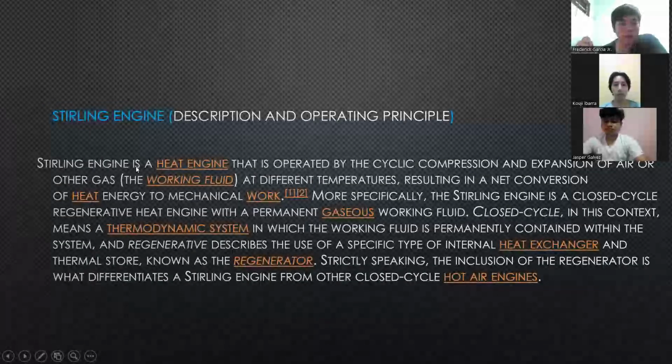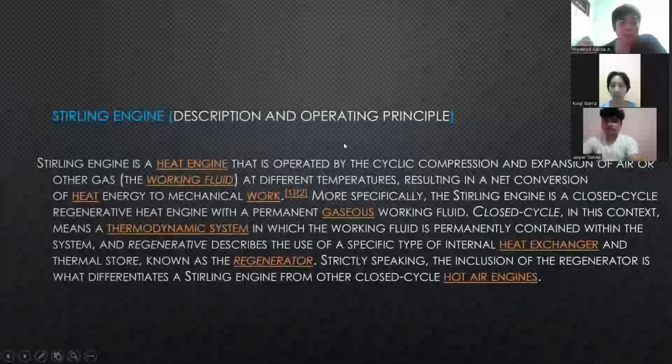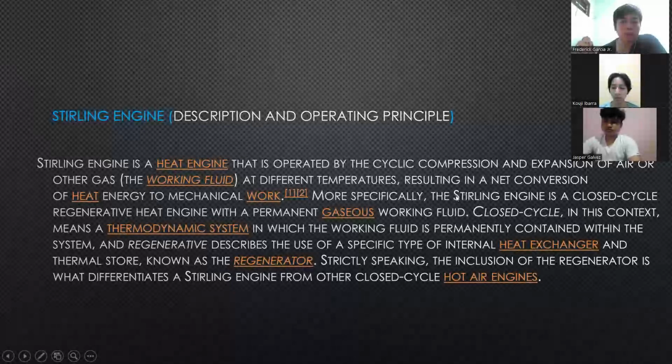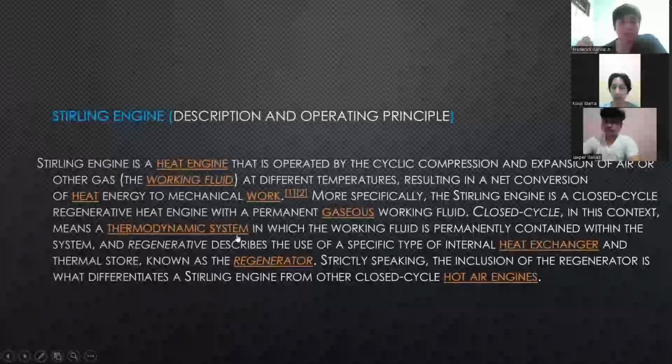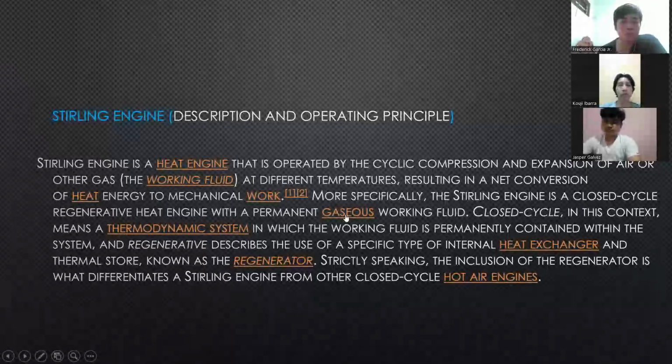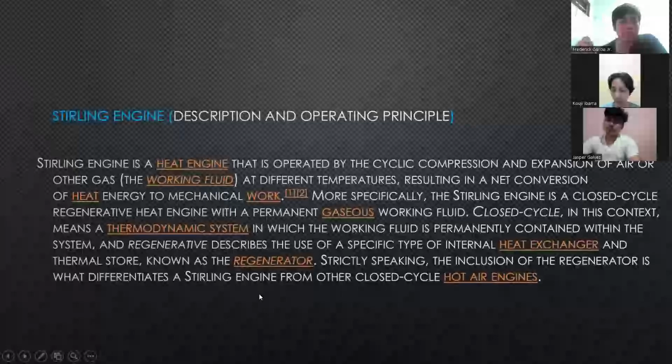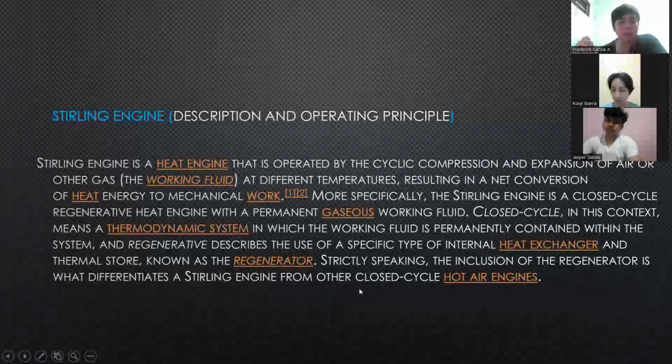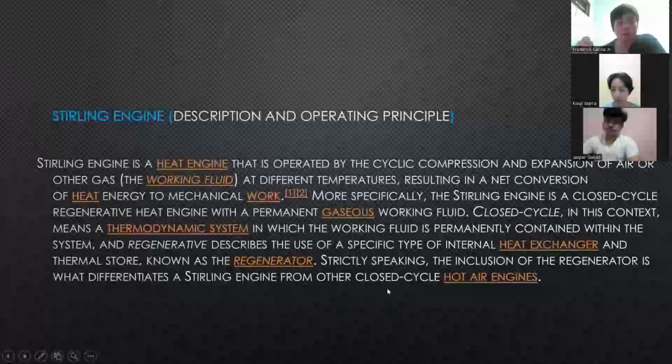Now, here we have the Stirling engine, and you guys might be familiar with this. It's basically a heat engine operated by cyclic compression and expansion of air or other gases, the working fluid, at different temperatures, resulting in a net conversion of heat energy into mechanical work. More specifically, the Stirling engine is a closed cycle regenerative heat engine with a permanent gaseous working fluid. Closed cycle in this context means a thermodynamic system in which the working fluid is permanently contained within the system, and regenerative describes the use of a specific type of internal heat exchanger and thermal store known as the regenerator. Strictly speaking, the inclusion of the regenerator is what differentiates a Stirling engine from other closed cycle hot air engines.